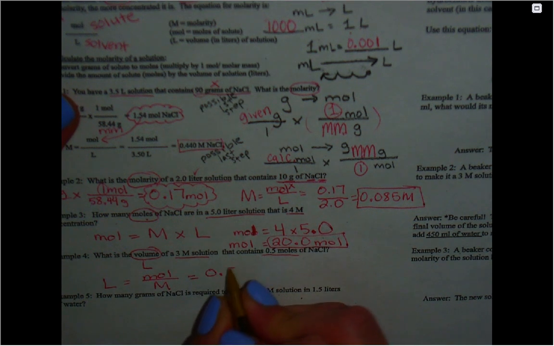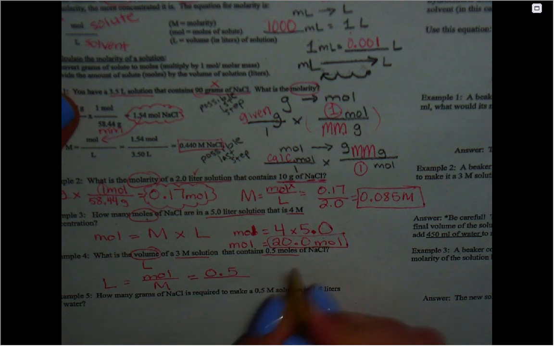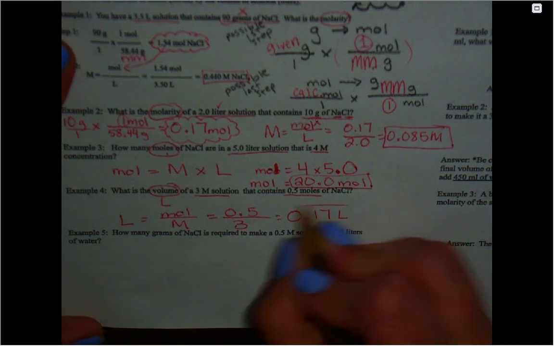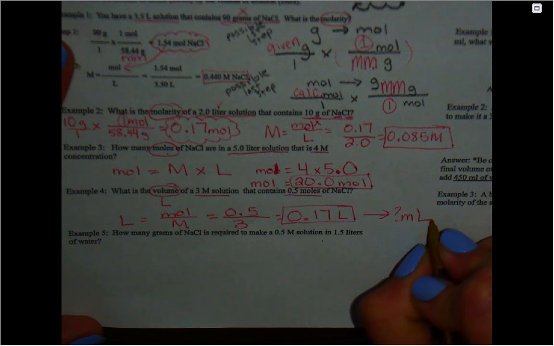So I'm going to fill in 0.5 moles divided by 3. When you type that in, 0.5 divided by 3, you will get 0.17 liters. So, follow-up question, how many milliliters is that?